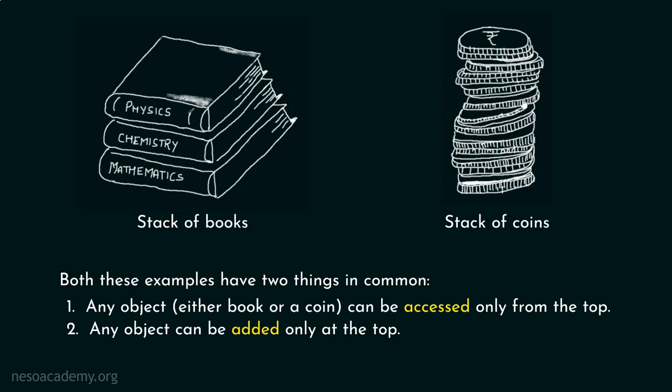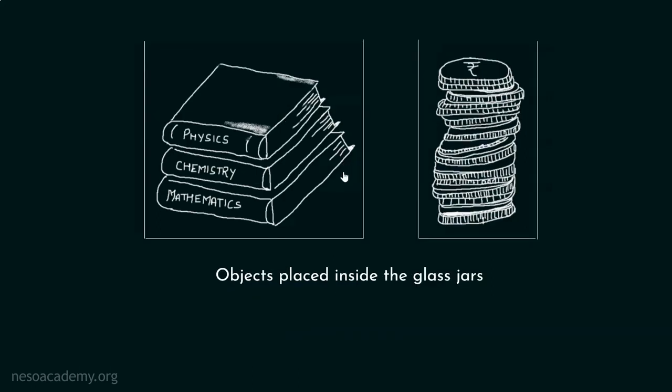This is possible, right? But I want you to imagine a stack like this, where the objects are placed inside a glass jar. So here you can imagine a stack of books has been placed inside a glass jar. And you can also imagine a stack of coins has been placed inside a glass jar. Now it would be nearly impossible for you to access the chemistry book before accessing the physics book. Isn't that so? Now it is easier to imagine a stack, right?